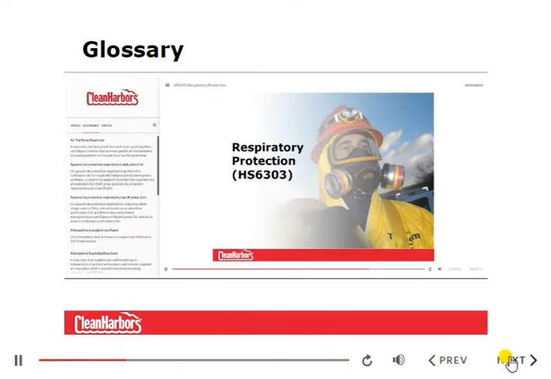Loaded into the glossary section of the course player are some terms that appear throughout the course. Please take a moment to familiarize yourself with those terms.